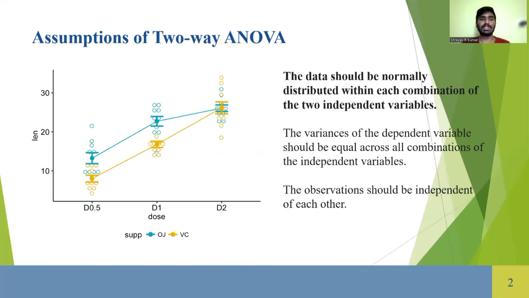So let's see the assumptions in two-way ANOVA. The data should be normally distributed within each combination of the two independent variables. The variances of the dependent variable should be equal across all combinations of the independent variables. The observations should be independent of each other.